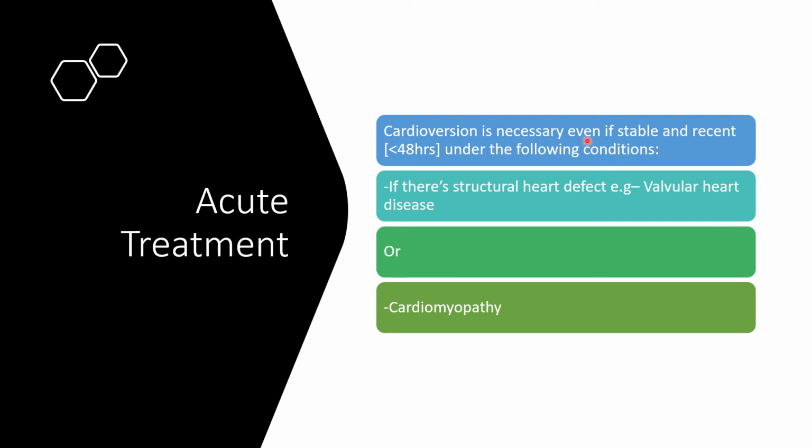Cardioversion is necessary, even if the patient is stable and the onset is less than 48 hours, under certain conditions. And the conditions will be if there is structural heart defect like valvular heart disease, we must have cardioversion regardless of whether the onset is less than 48 hours or not. And if there is associated cardiomyopathy in anyone with atrial fibrillation, even if the onset is less than 48 hours, even if the patient is stable, we must have cardioversion done.